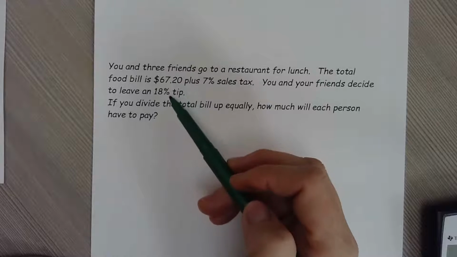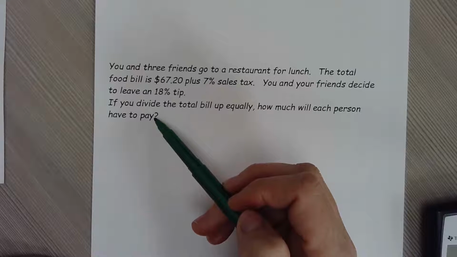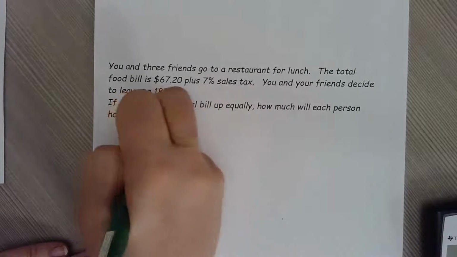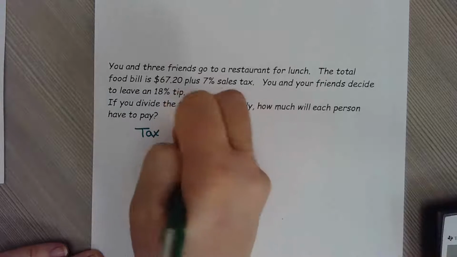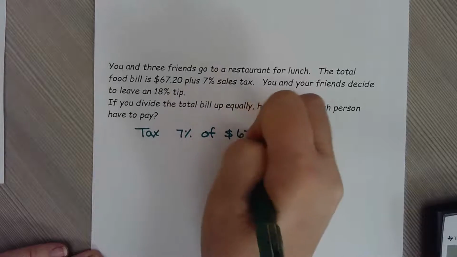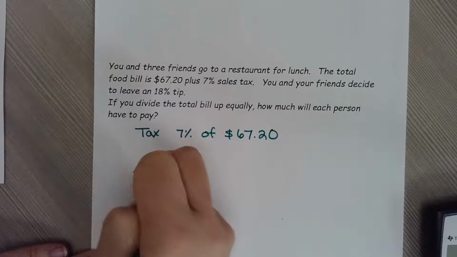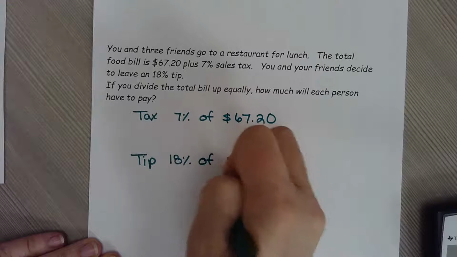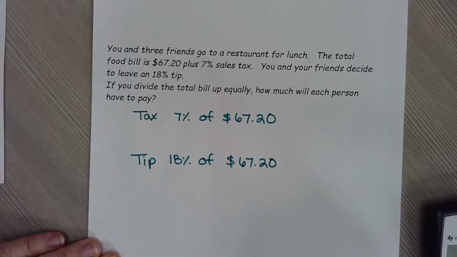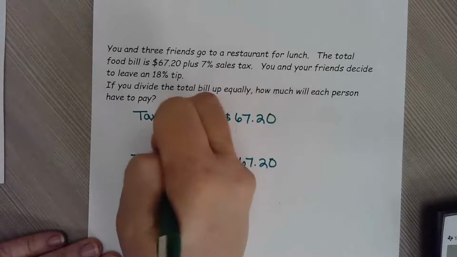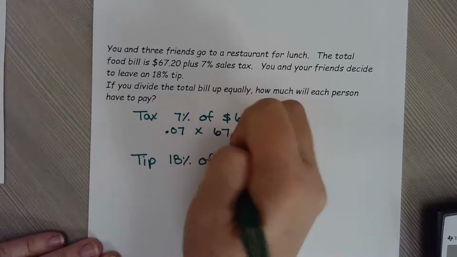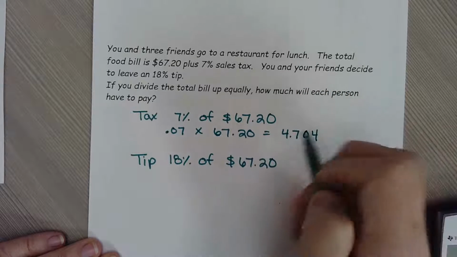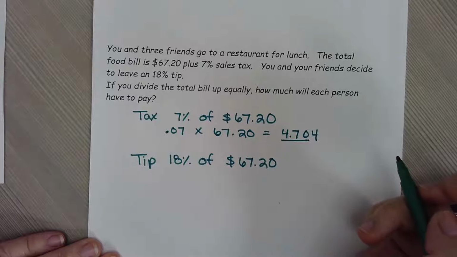So this first part is really similar to what we did in the last lesson, but then we have this additional second step here, okay? So let's first figure out the tax and the tip. So for tax, we're doing 7% of the food. And for tip, we are doing 18% of the food. So let's find those tax and tip. So 7% would be 0.07. And that would give you 4.704.